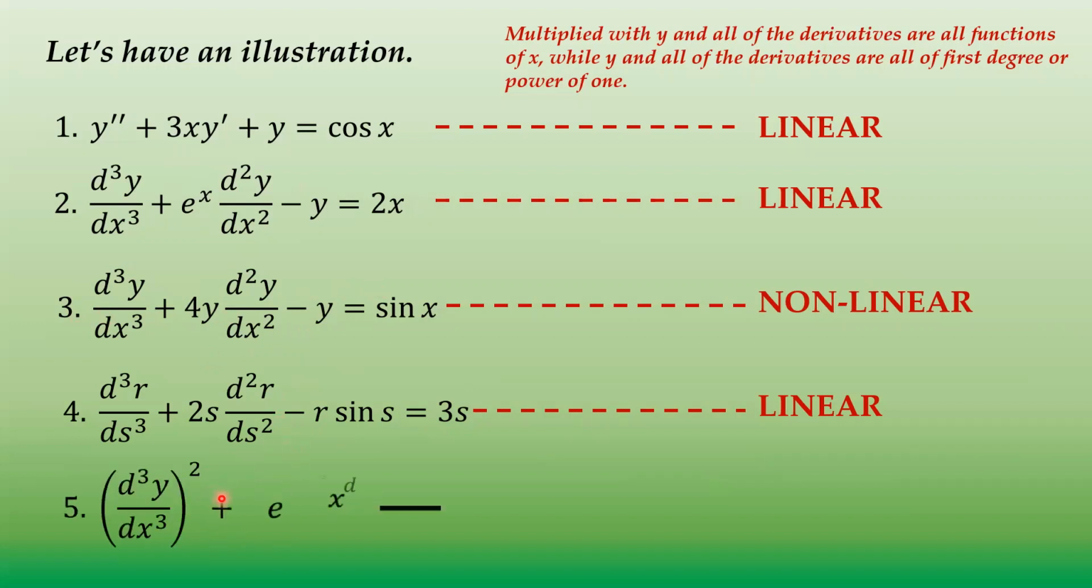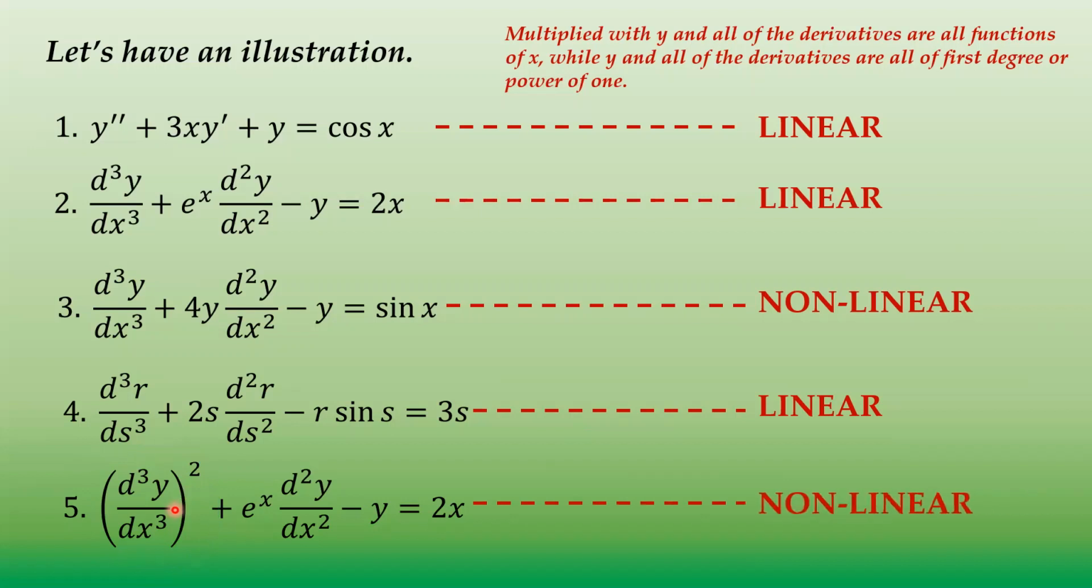Number 5. We have here third derivative of y with respect to x, quantity squared there, plus e raised to x second derivative of y with respect to x, minus y equals 2x. So, let's check. X, a function of x. This also, okay. Still a function of x on the other side. Now, your y here is first degree. So that is okay. Second derivative, first degree. So, still okay. Now, the third derivative is second degree, so there it fails. So, we are no longer linear. That is why we have a non-linear equation.